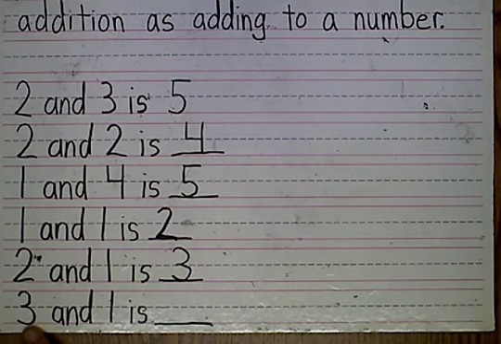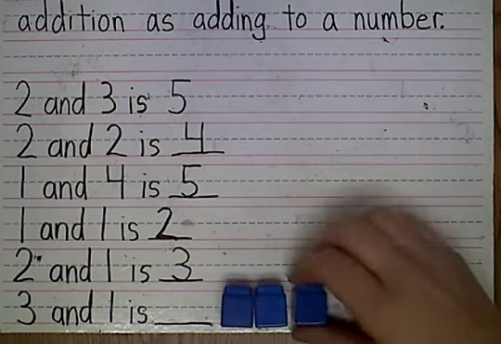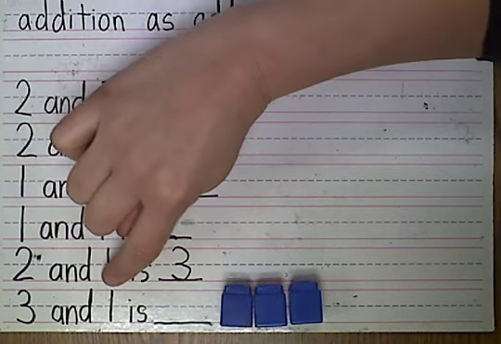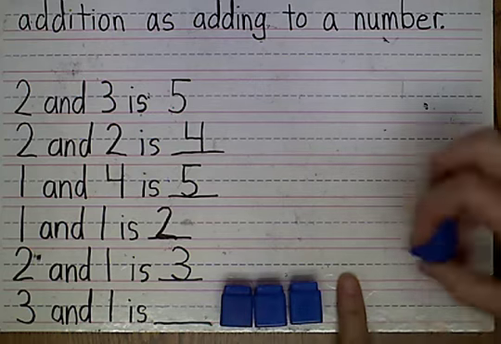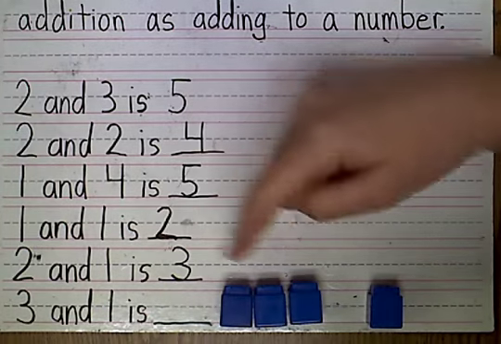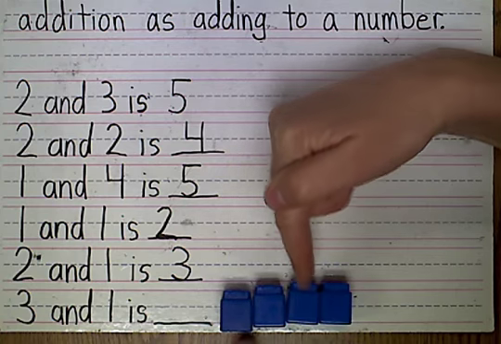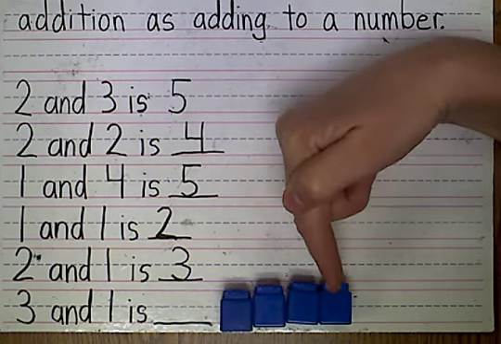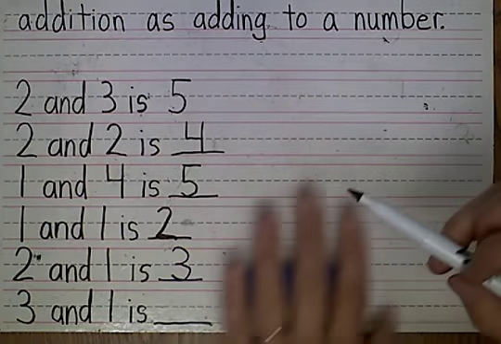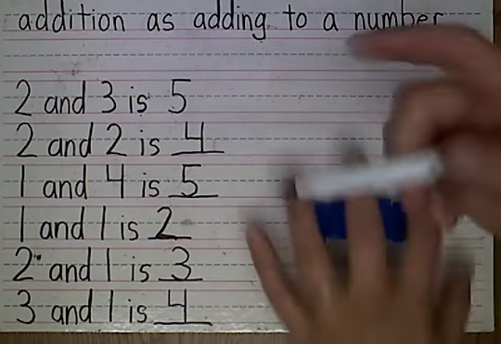What's our first number? 3. How many do we need to build? 3. 1, 2, 3. And one more. Finger space, 1. I need to know what the sum is all together. How many total? Let's push it together and count them all together. Ready, go. 1, 2, 3, 4. How many do we have all together? 4. How do we write a 4? Down, over, down some more. That's the way you make a 4.